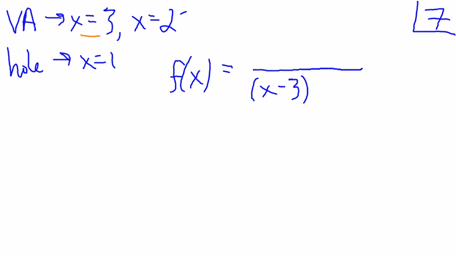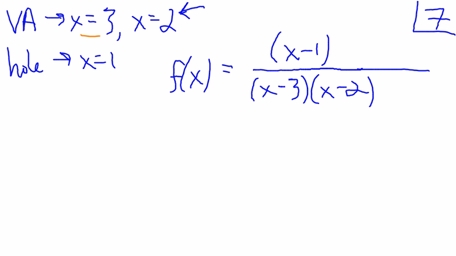So back to blue. Similarly, if I want to have the 2, I also need to have an x minus 2. Now, from there, if I were to just put 1 over that, it would totally satisfy the vertical asymptotes. I've got to take care of the hole as well. To take care of the hole, I need to have an x minus 1 in the top and in the bottom.